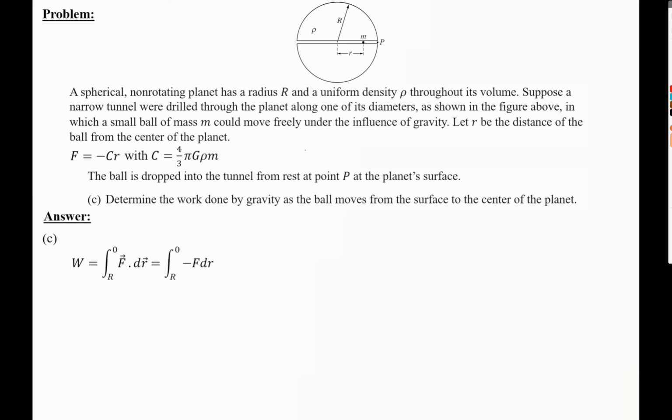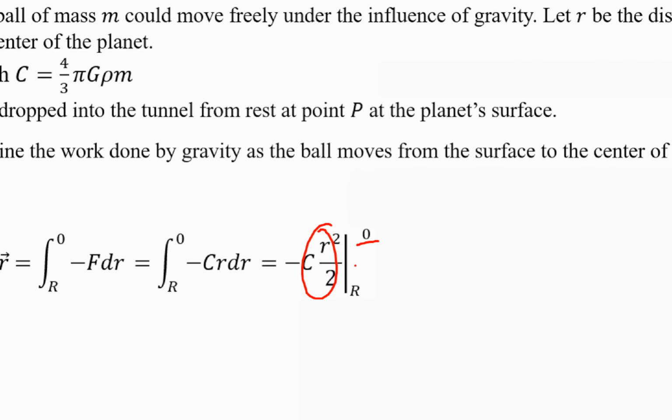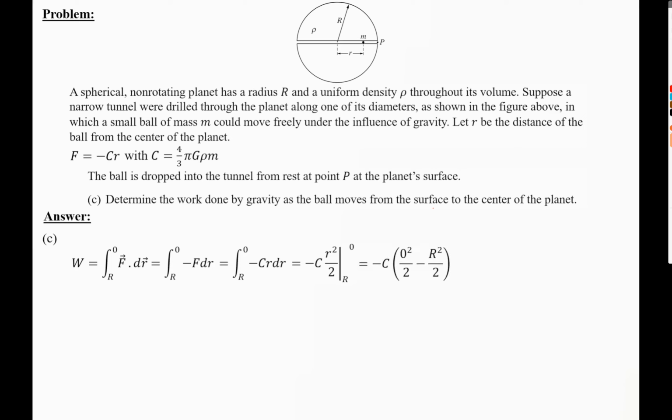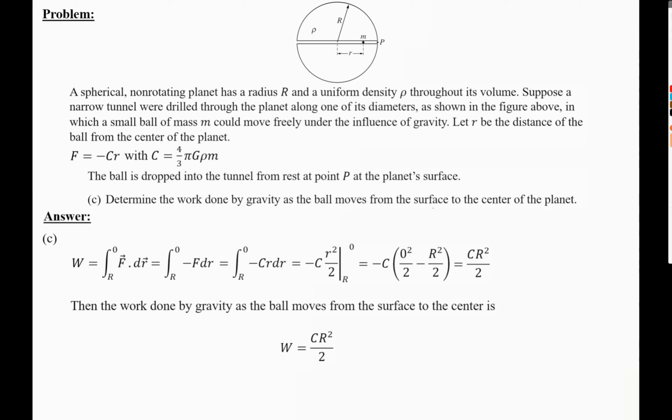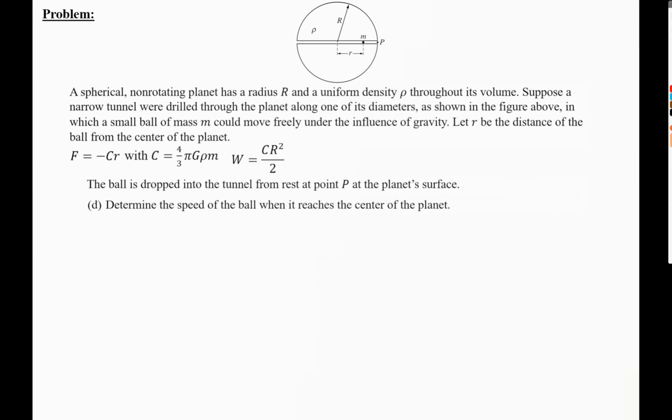Now let's substitute F by Cr. C is a constant, and the integral of r is r squared over 2, evaluated once at 0 and once at R, and the answer will be given by C R squared over 2. Then the work done by gravity as the ball moves from the surface to the center is given by C R squared over 2.